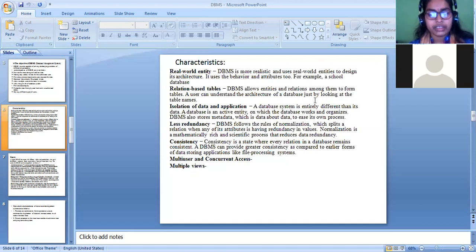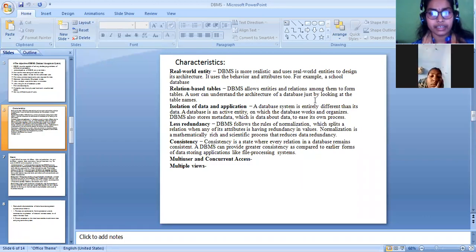a real world entity. The real world entity means what? Actually, what process is going on in your college? In our college, a number of departments are present. In those departments, a number of faculties are working. In that faculty, a number of teachers are working. What are the teachers doing? They are teaching us students. What subjects are those teachers teaching to students? All that data can be covered and saved in the database system. So it is a real world entity.